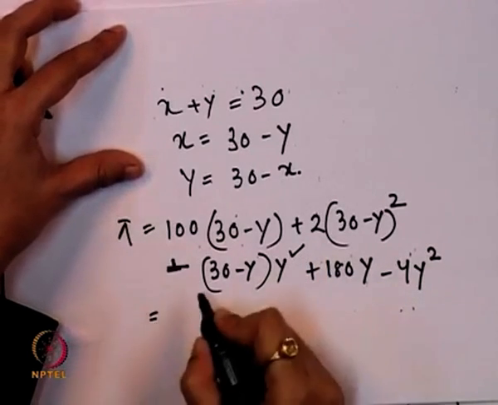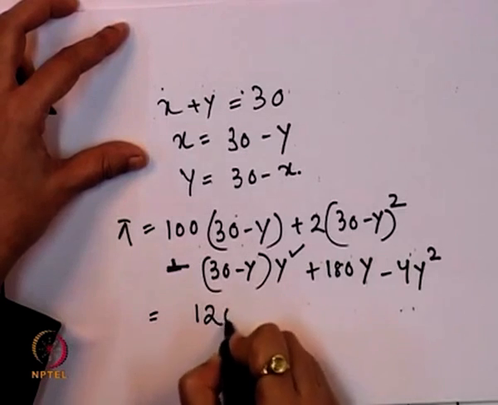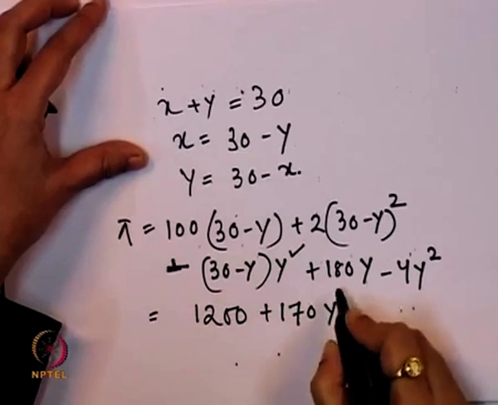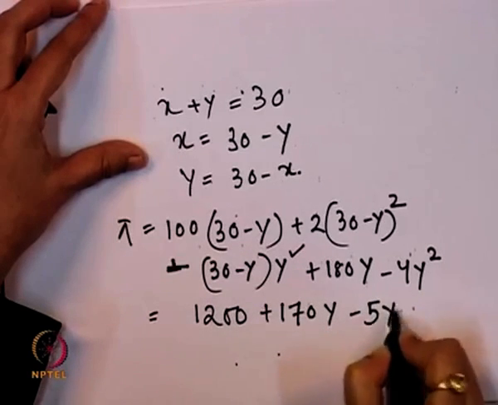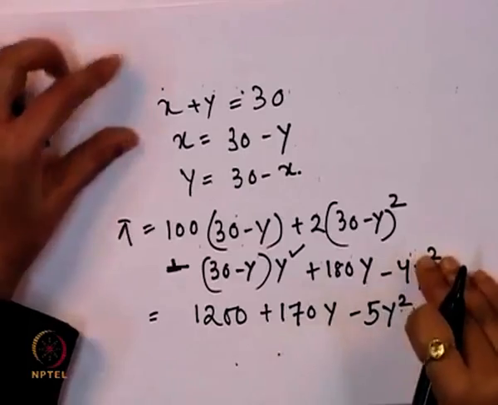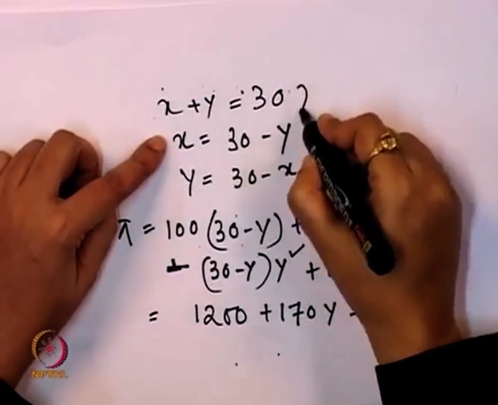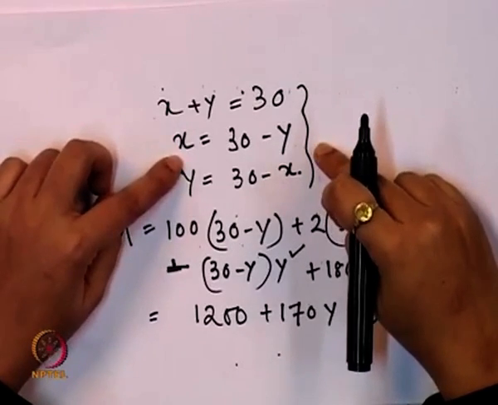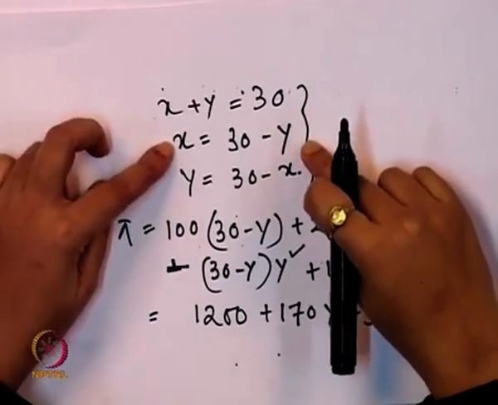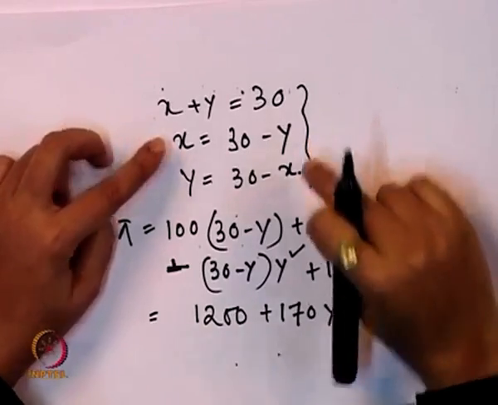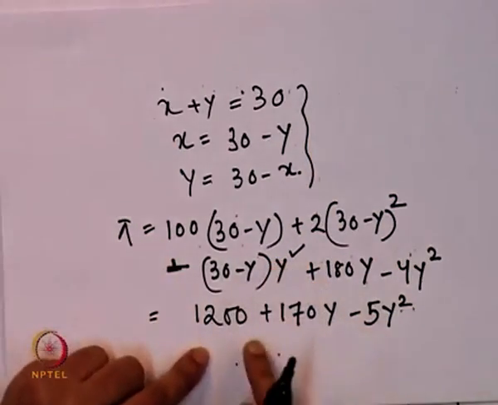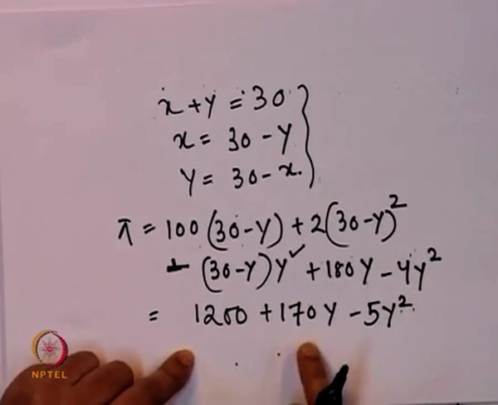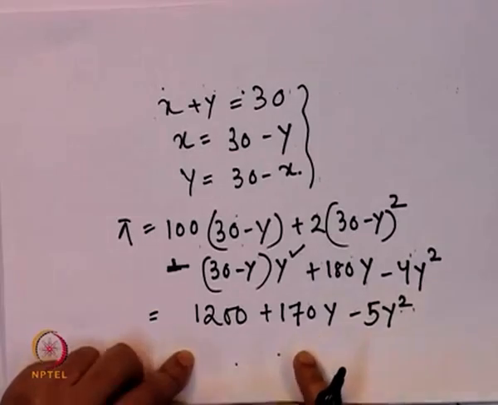Now again if you simplify this, it comes to 1200 plus 170y minus 5y squared. So what we did, the first step is this, where we represent x in terms of y. Now substituting the value of x in the form of y in the profit equation gives the profit equation, which is equal to 1200 plus 170y minus 5y squared.